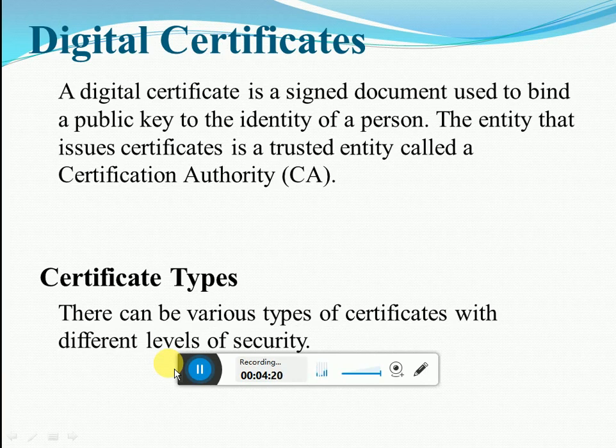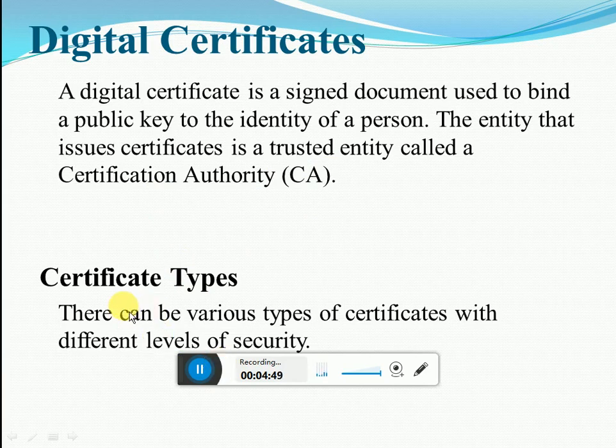A digital certificate is a signed document used to bind a public key to the identity of the person. The entity that issues this certificate is a trusted entity called a certification authority, CA. Okay, please just keep this term in your mind, because again we're going to use these terms in the fifth module.